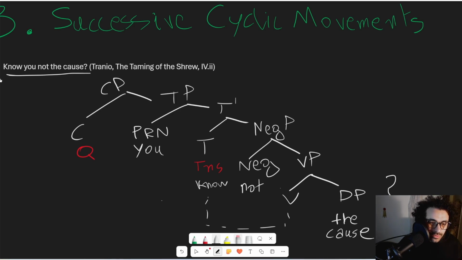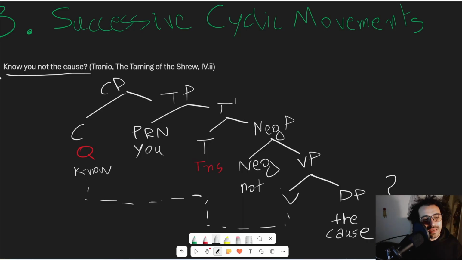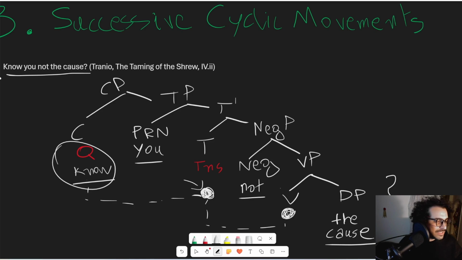So the "no" will now move from here, and we're going to do more dotted lines where the "no" will finally settle here. Now we have "no, you, not, the cause." That's it. This is how it happened, and this movement is cyclic because we moved from position number 1 to under the T, from the V to the T, and then we moved from this position to the final destination, which is right over here. Final destination, "not the movies."